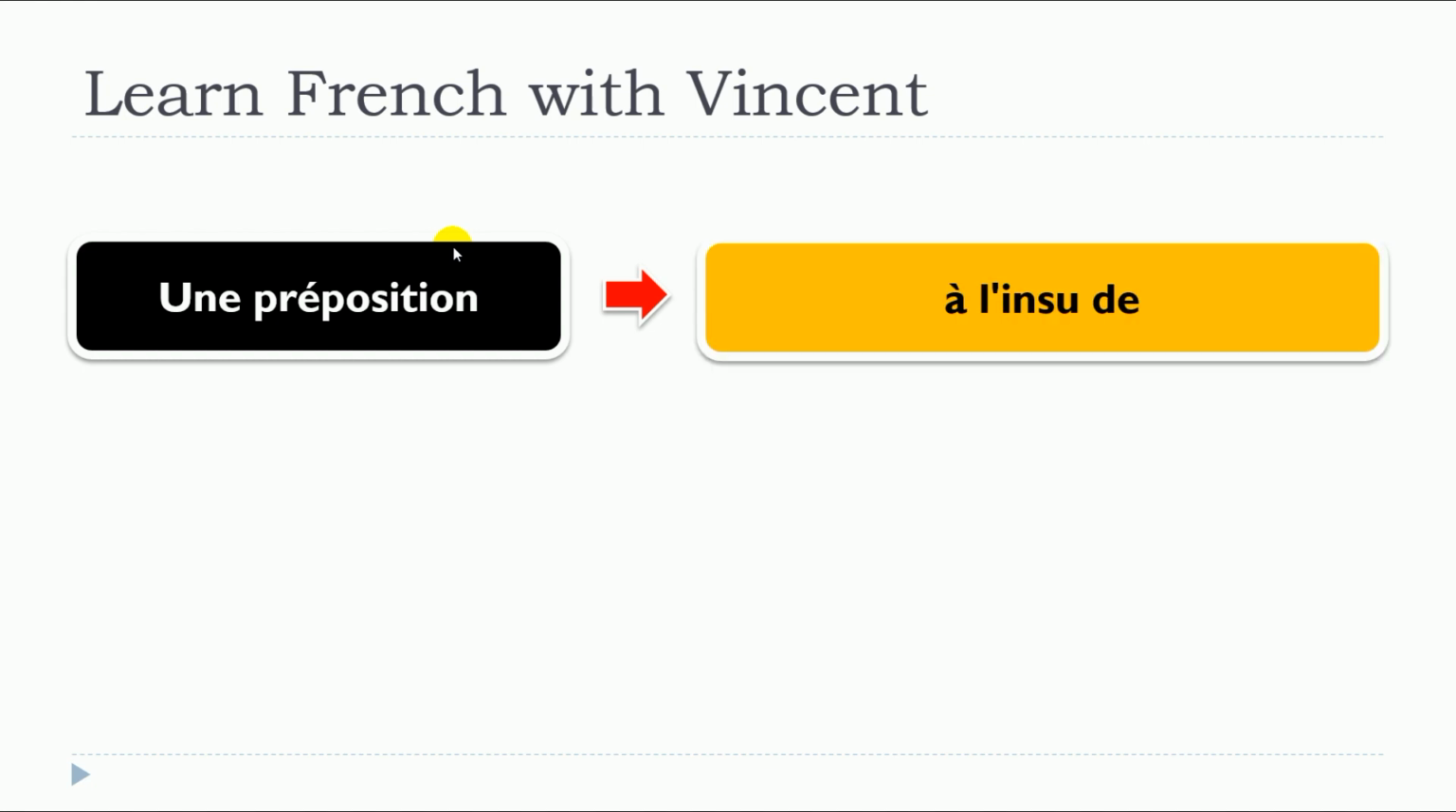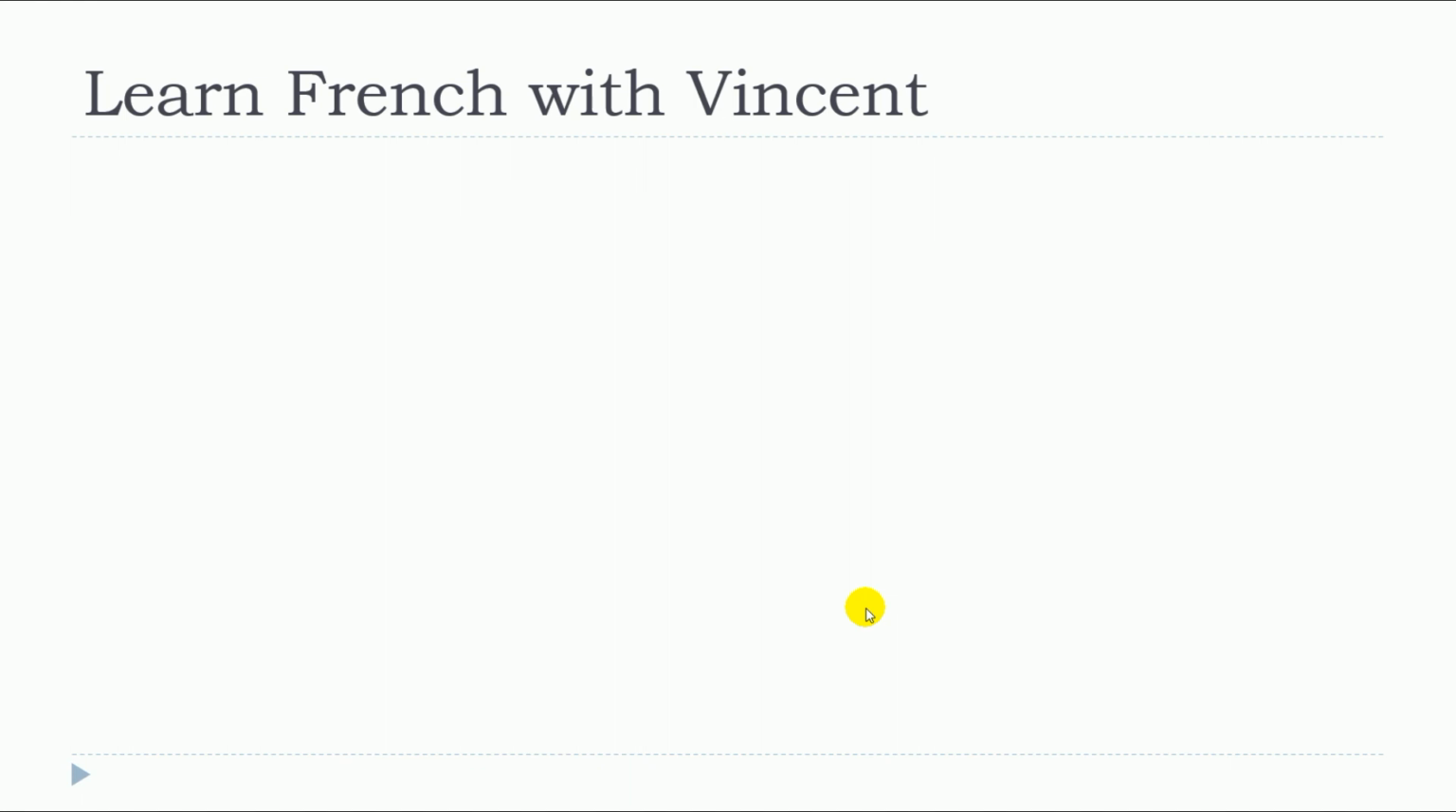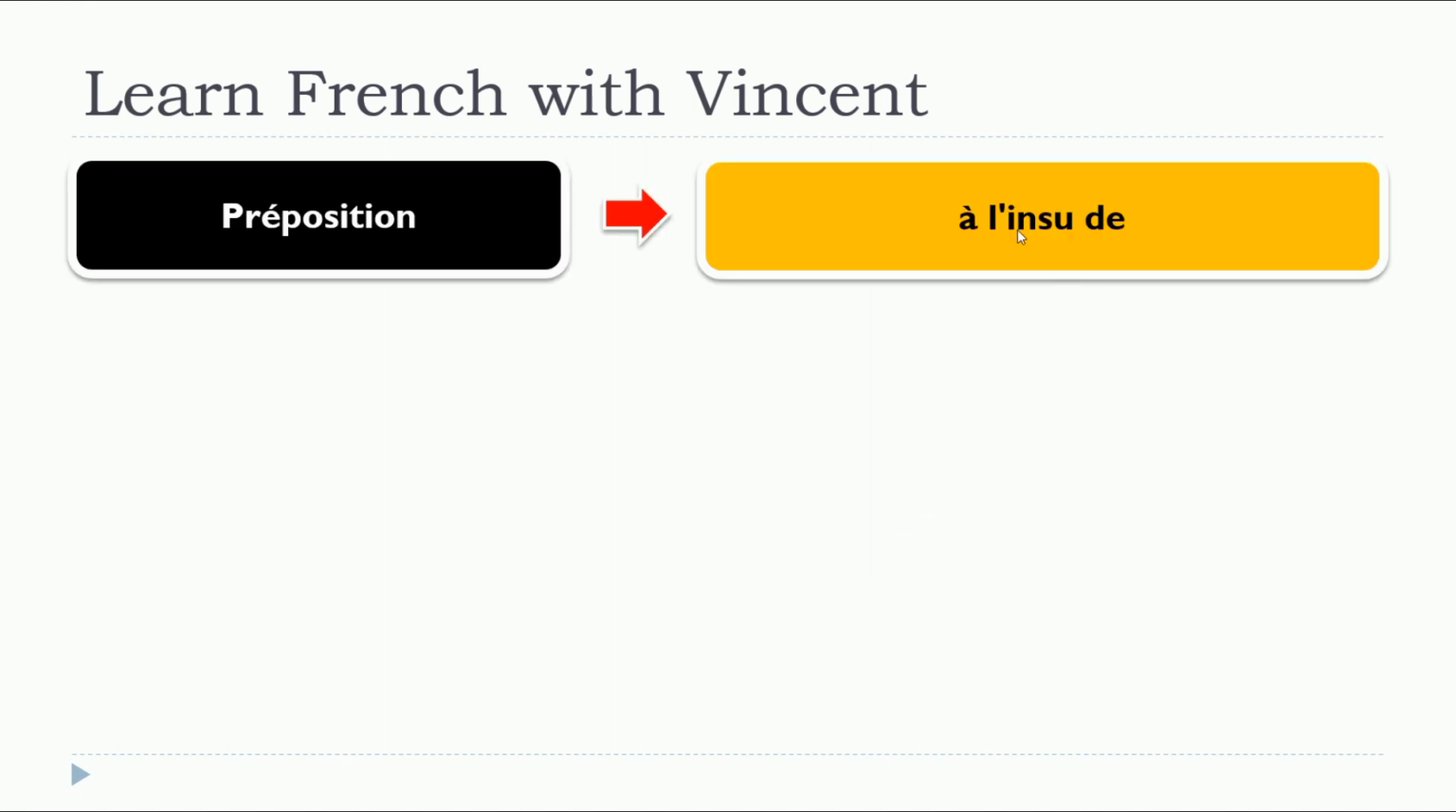So this lesson is about à l'insu de, and the preposition à l'insu de can be translated into without the knowledge of, unbeknownst to, behind someone's back in English. And so we will see 4 examples with à l'insu de.